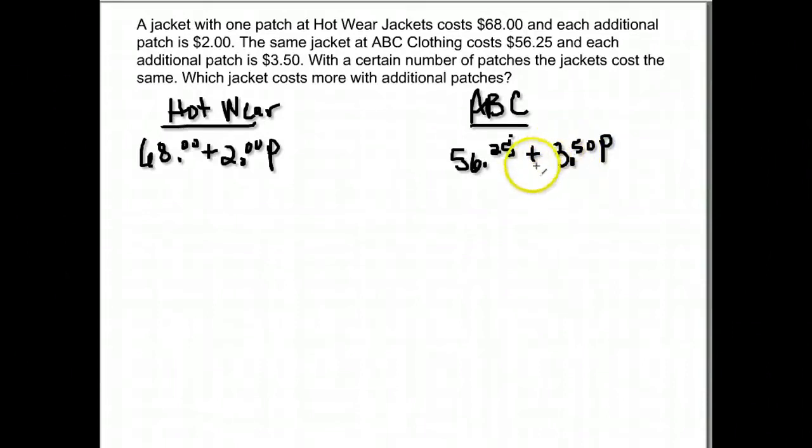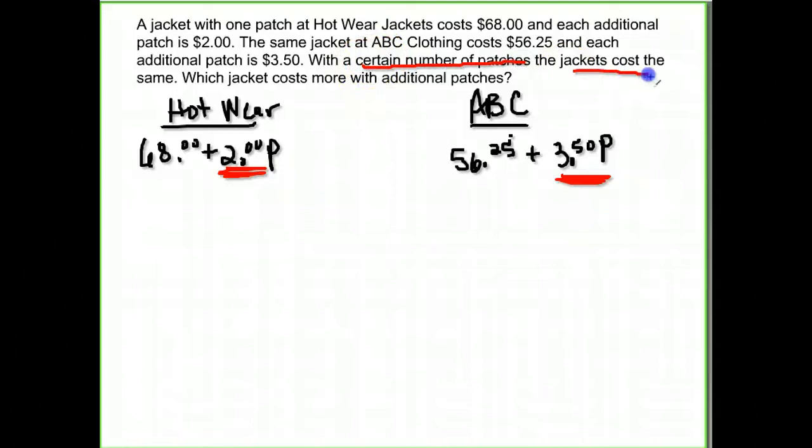Now, in the past questions, they ask us, when would the 2 cost the same? Because we know at some point, let's take a look, because this jacket, each patch you buy costs more than this jacket, at some point, the price is going to catch up and you'll have the same. So that's what they mean when they say, with a certain number of patches, the cost of the jackets will be the same. We know that's going to happen. What they want to know is which jacket will cost more with additional patches.